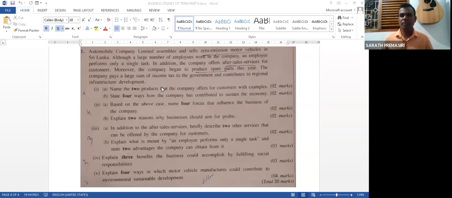Look at the first question. Name the two products that the company offers for customers with examples. 2 marks. Right. Now start answering that question. I'll give you 2-3 minutes to complete it.